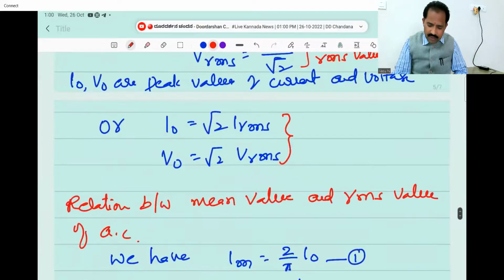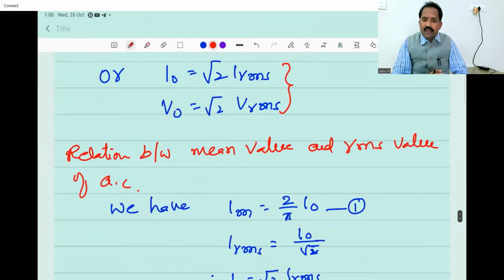Okay, now it is given like this: write the relation between mean value and RMS value of AC.